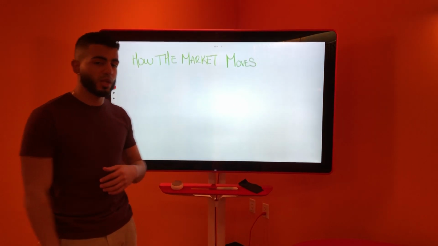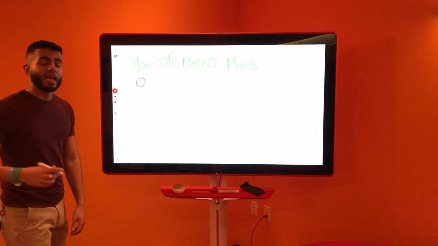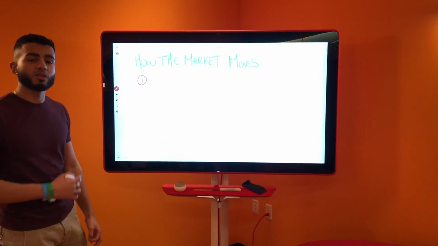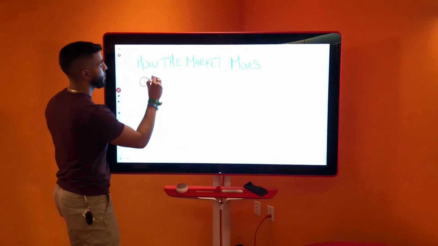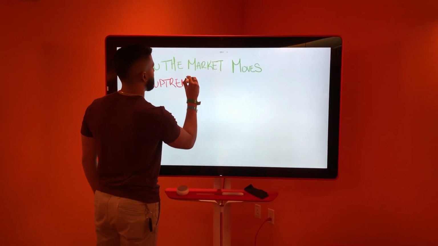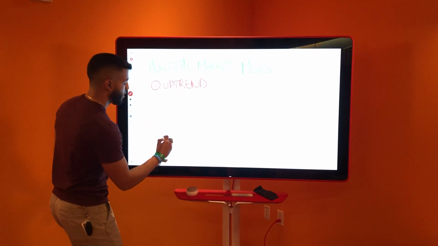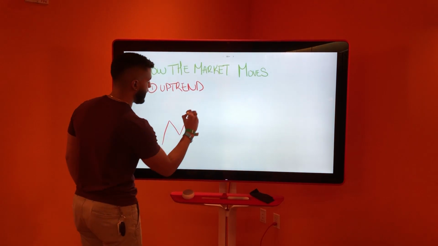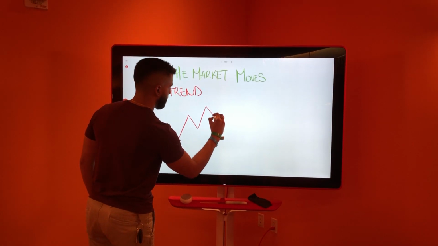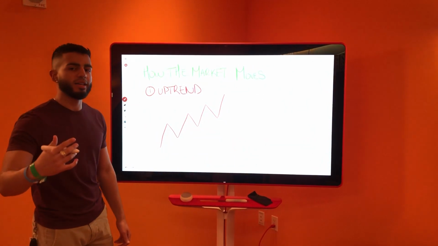Alright, so the very first way that the market likes to move, I'll write it right here. The very first way, it likes to move towards the upside. In other words, in an uptrend. And when the market is moving in an uptrend, there's a few ways you can actually identify this. So usually when the market comes up and it starts coming down, like this, it continuously starts to make what we like to call higher highs and higher lows.